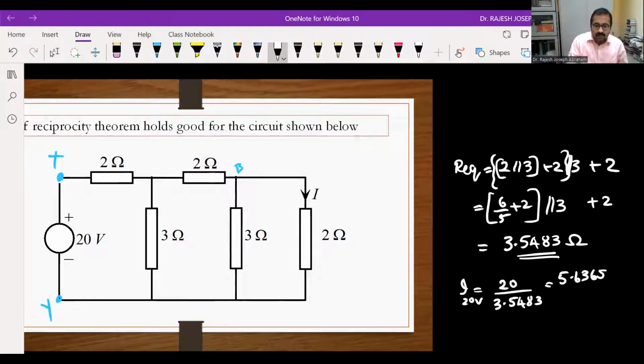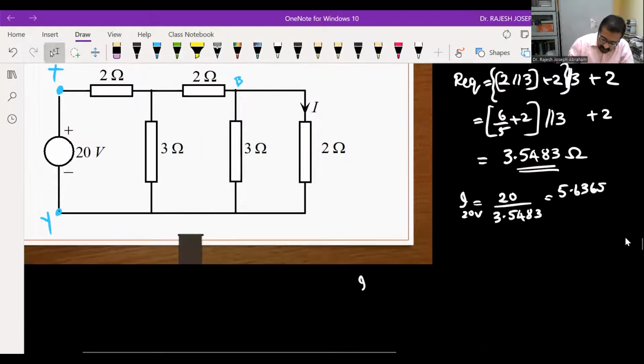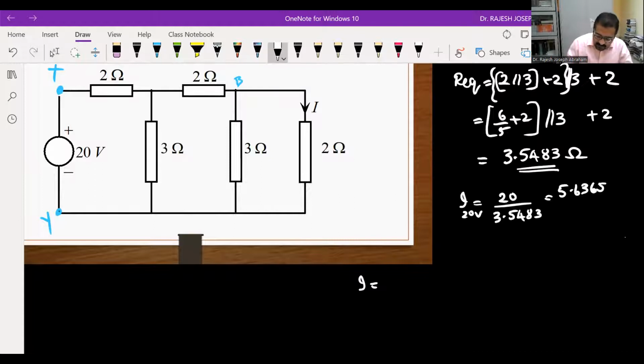Now we need to find this current I. You can apply the current division law: main current into the resistance of the other branch divided by the sum of the parallel branch resistances. So I can write current I as 5.6365 into the resistance of the other branch. Resistance of the other branch means 3 ohm, since we want to find the current in the 2 ohm. So it is 3 divided by the sum of the parallel branch resistances, which is 2 plus the 3 parallel 2, that means 16 by 5. So this will be the current at the 2 ohm.